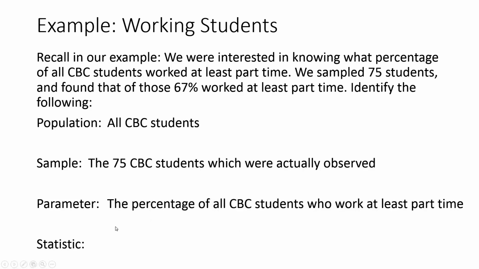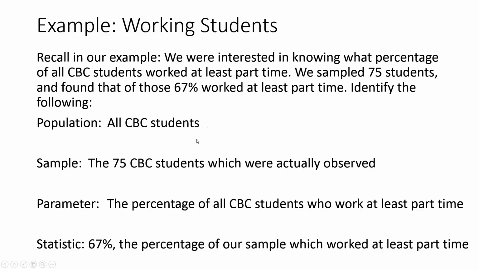Notice there's no numerical value associated with the parameter. I don't have a number to assign to it because I don't know what it is. I don't know what the truth is. That's what we're trying to estimate. The parameter is just a value that you'll never know for sure. What we do have, though, is a statistic. We have a number that describes the sample. That's the 67%, the percentage of our sample which worked at least part-time.